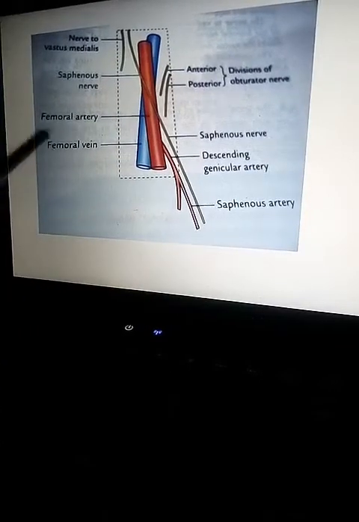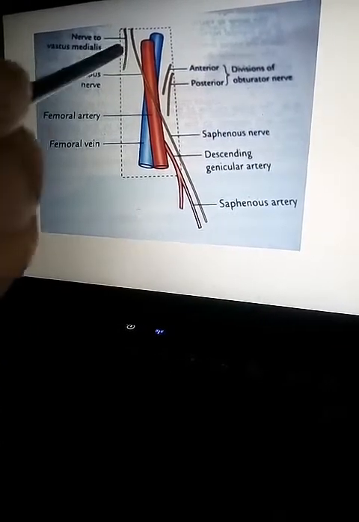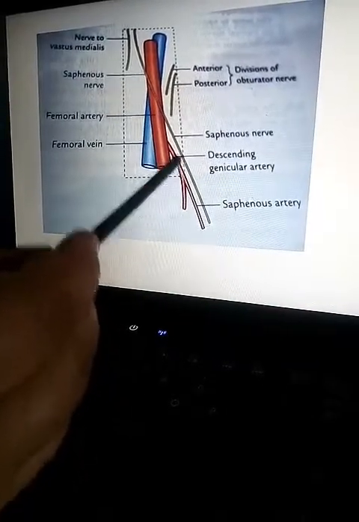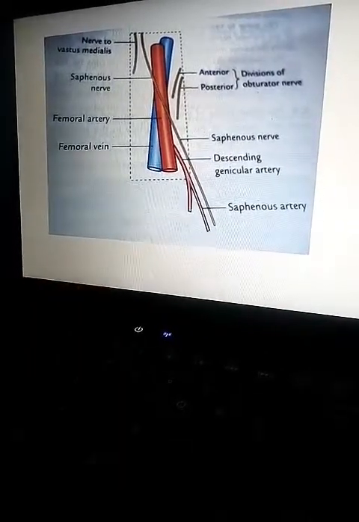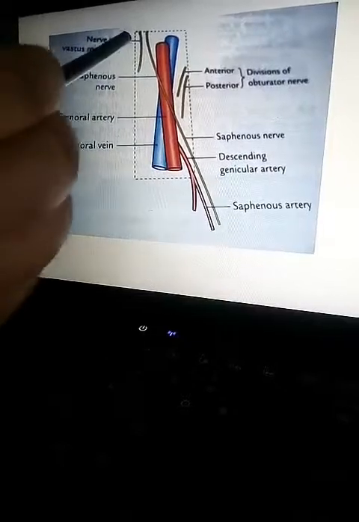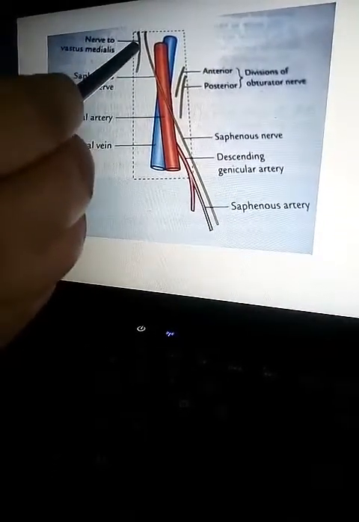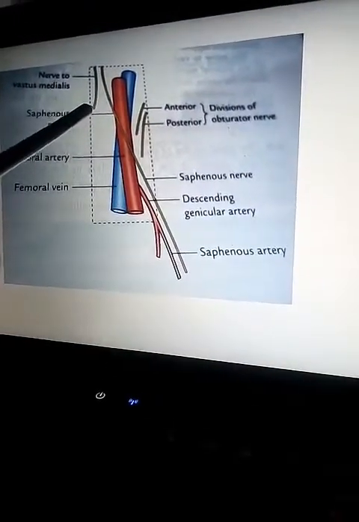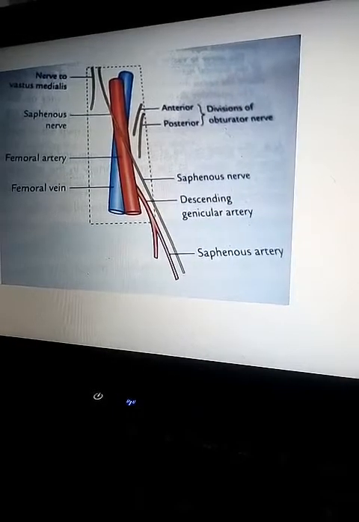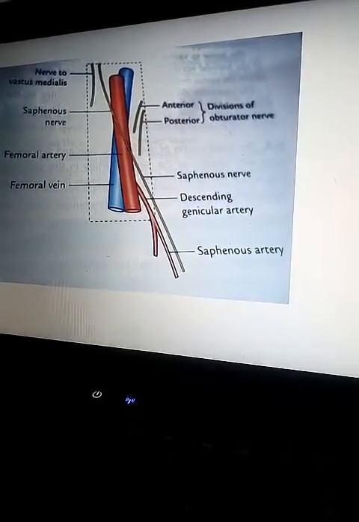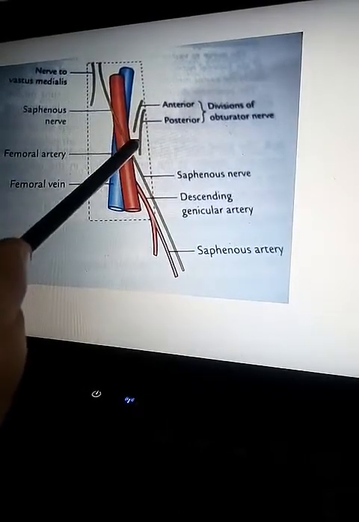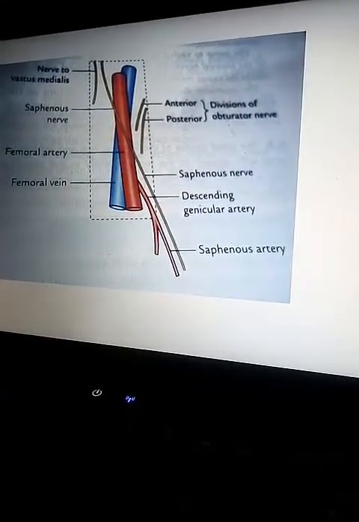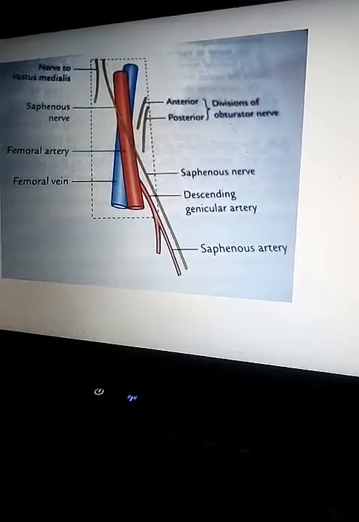The saphenous nerve, that is the longest cutaneous nerve of the body, crosses the femoral artery from lateral to medial side. Anteriorly, it leaves the canal by piercing the fibrous roof. The nerve to the vastus medialis, that is the thickest muscular branch of the femoral nerve, lies lateral to the femoral artery and enters the vastus medialis in the upper part of the canal. The posterior division of the obturator nerve runs on the anterior surface of the adductor magnus and ends by supplying the knee joint. So these were the contents of the adductor canal.